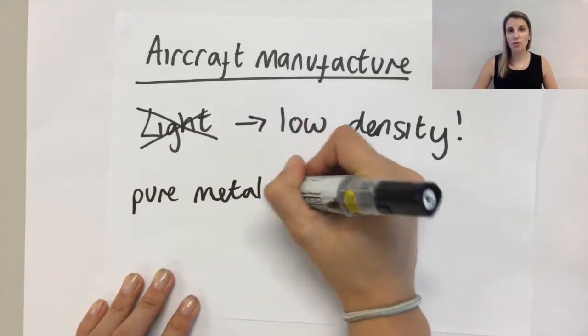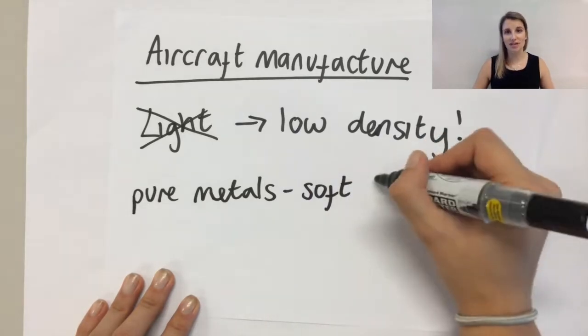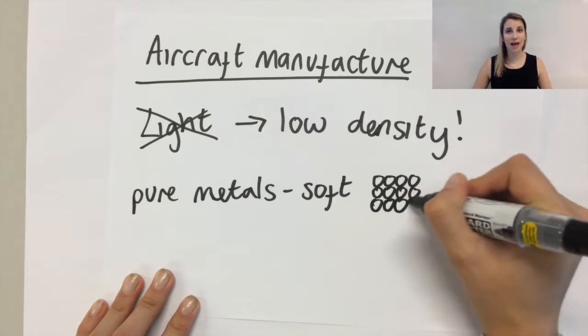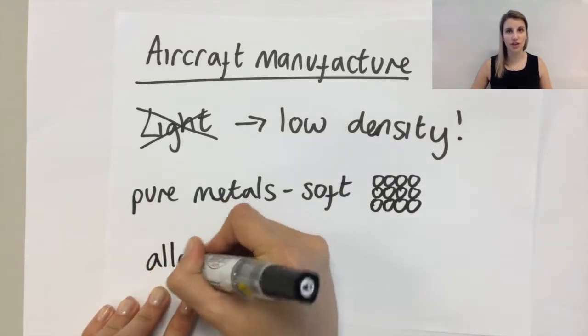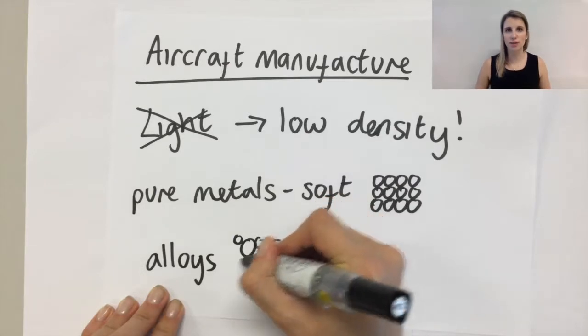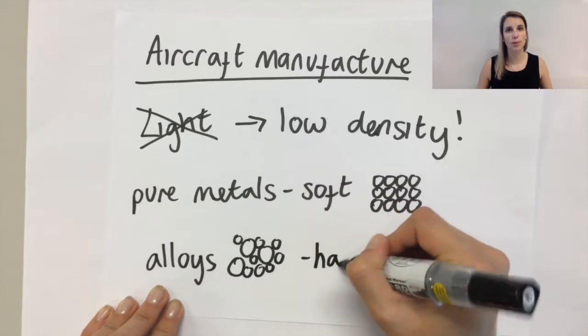But you may remember that we said that pure metals were really soft. They're arranged in layers of positive metal ions, so that means that they are really malleable. The layers can slide over each other. And if you're building an aeroplane, then you probably don't want it to be that malleable. You don't want it to be moving in structure when forces are applied to it.